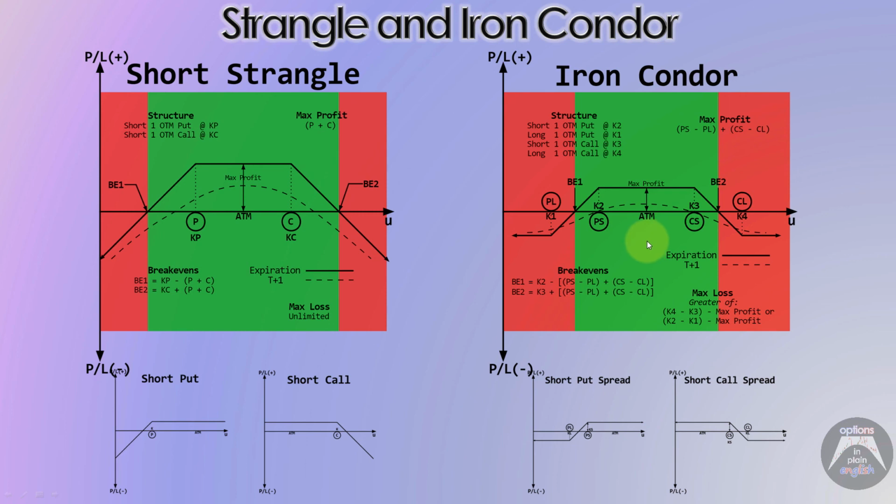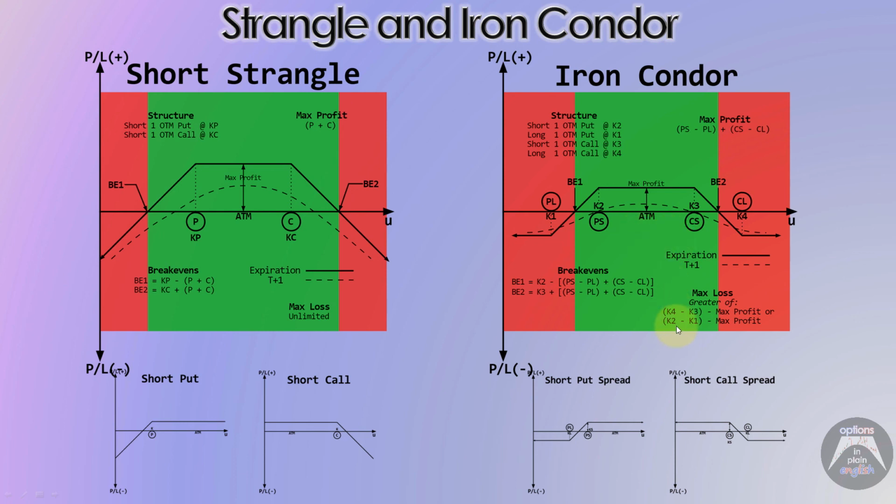Now, the break even is very simple to determine visually. It's very easy. You just take where the strike price is and you subtract the credit that you received. So K2 minus the credit that you received, which is the max profit. And on the upside is the same thing. You take K3, the strike price where your short call is, and you add the max profit. Okay, that's where the break evens are.